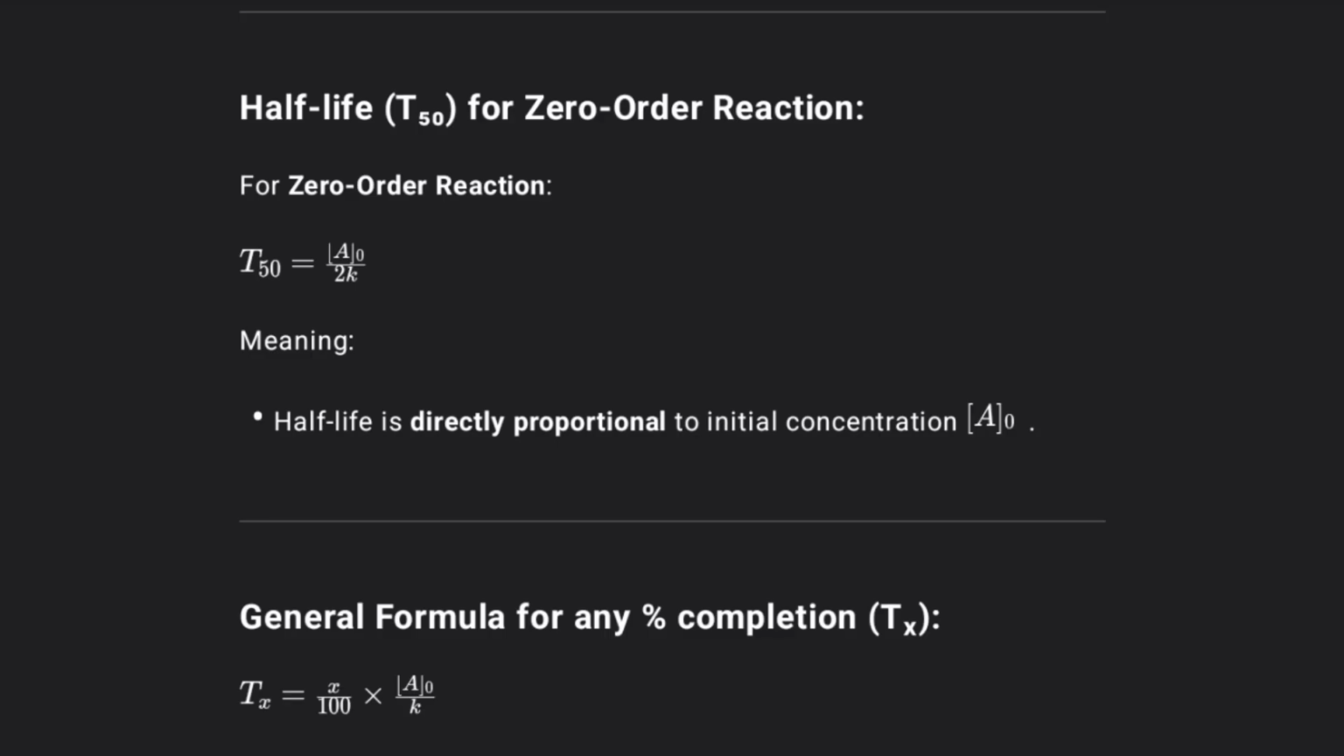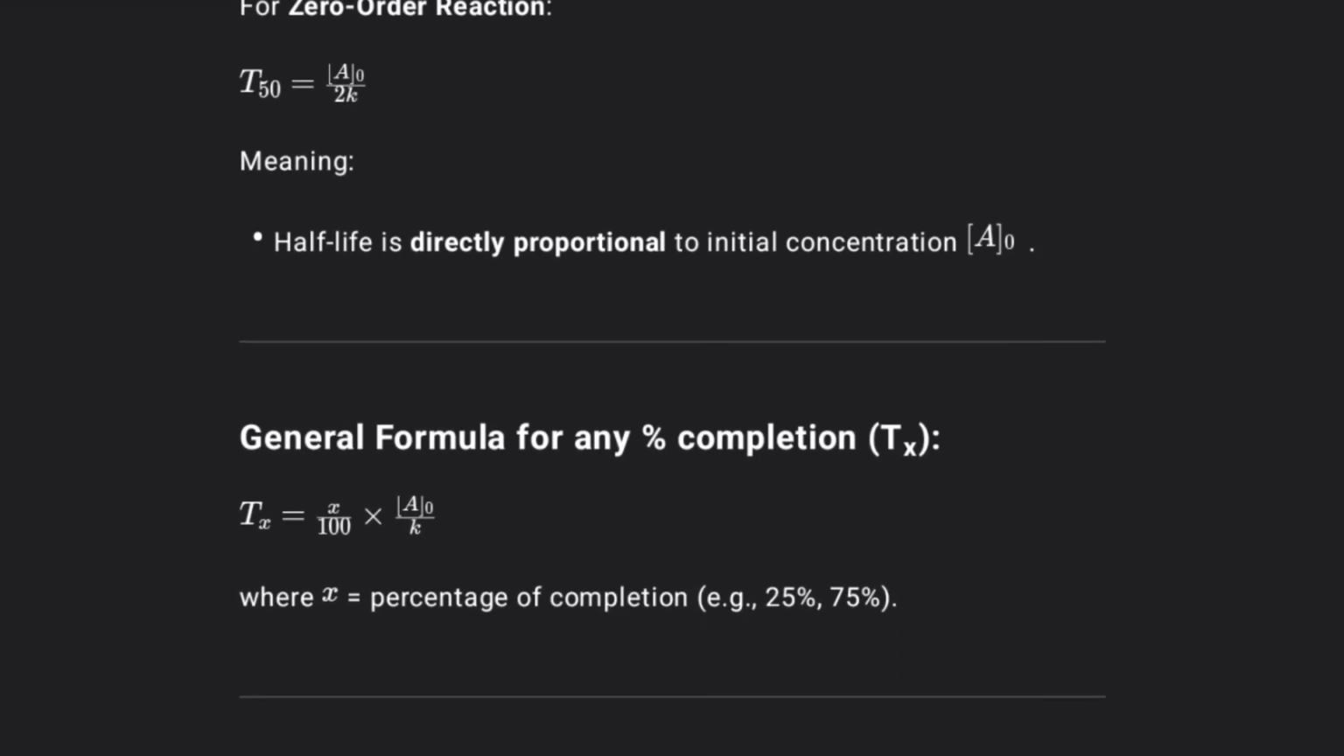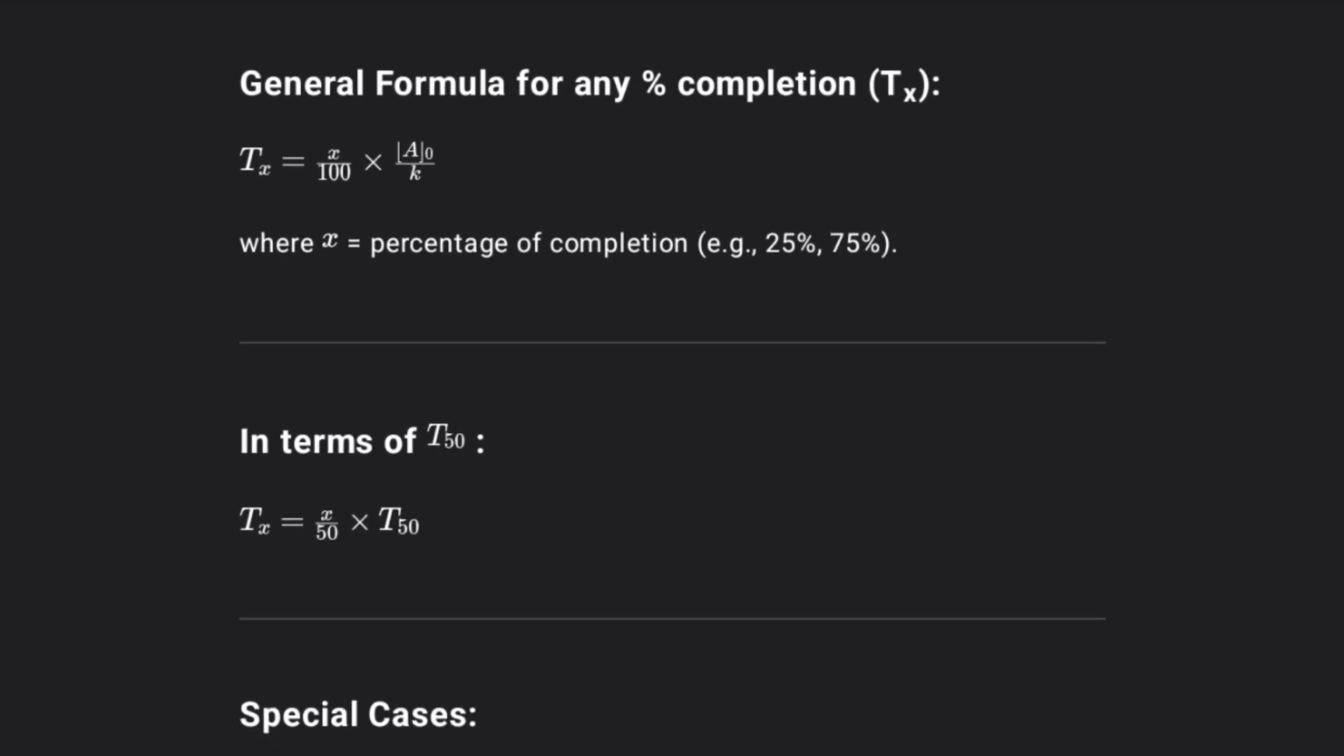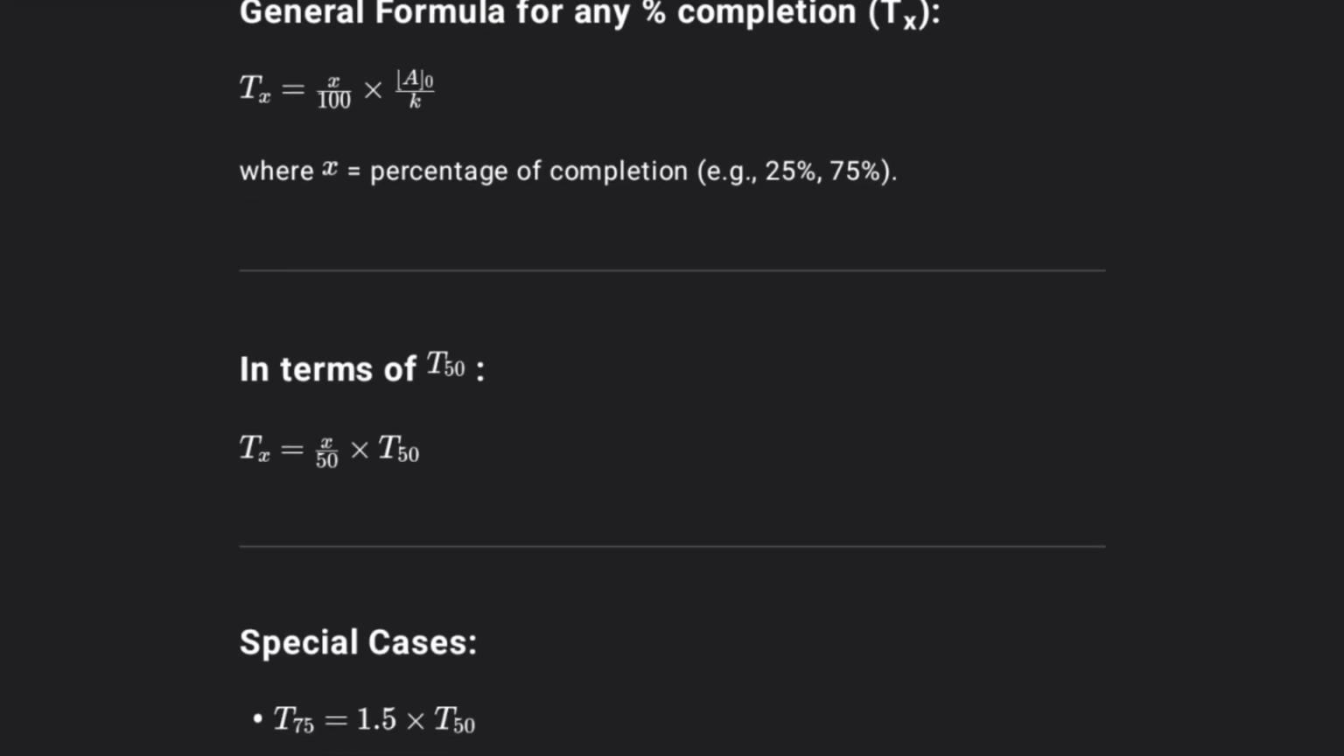General formula for any percent completion: tx = (x/100) × ([A]0/k), where x is the percentage of completion, e.g. 25%, 75%. In terms of t50, tx = (x/50) × t50. Special cases: t75 = 1.5 t50, t100 = 2 × t50.